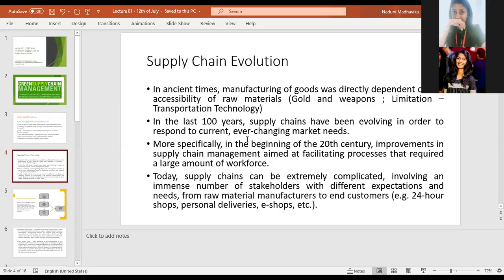In ancient times, manufacturing of goods was directly dependent on the accessibility of raw materials. Since there was a limitation of transport technology, it's not like now. In the past, transportation had been really costly. As a result of that, the accessibility of raw materials limited the transportation only to gold and weapons, since they were the most valuable.